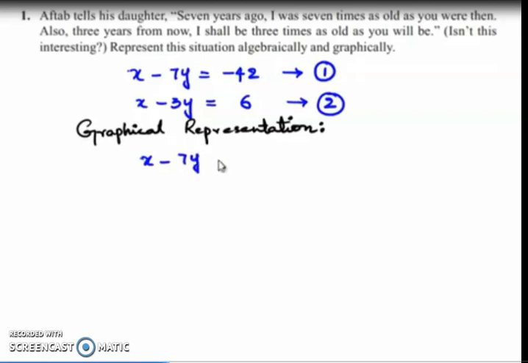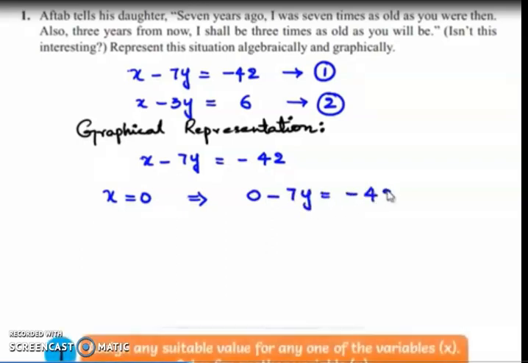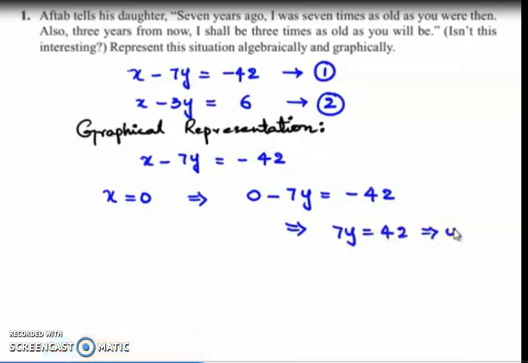x minus 7y is equal to minus 42. I will take the value of x as 0 and find the value of y. So 0 minus 7y is minus 42. Then 7y is 42, and in this way y is equal to 42 by 7, that is 6. When x is 0, I am getting y is 6.